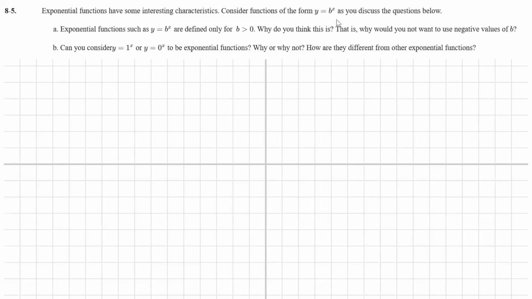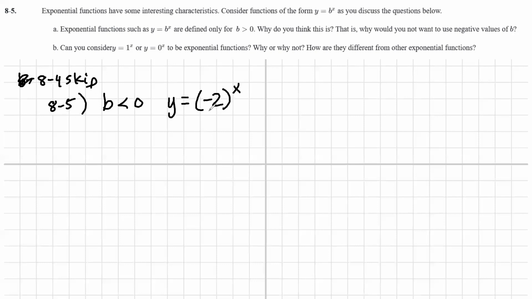Consider the functions of the form below. Exponential functions such as y = b to the x are defined only when b is greater than 0. Why do you think this is? Why can't b be less than 0? We didn't discuss that, so for 8-4 we're skipping that. 8-5, why can't b be less than 0? Why can't we have y = -2 to the x power and let our b be negative?